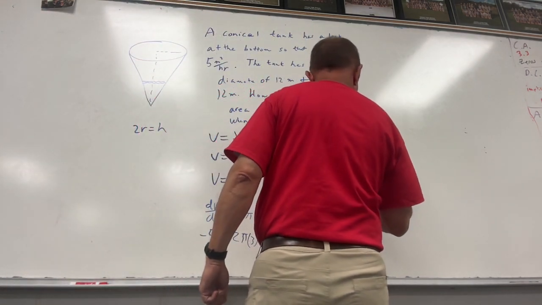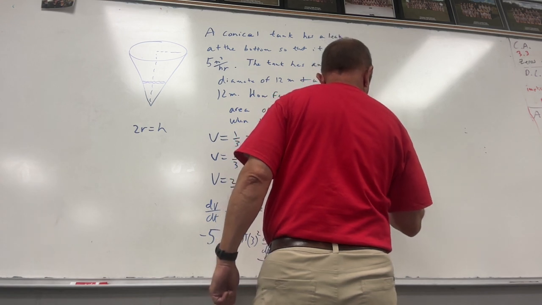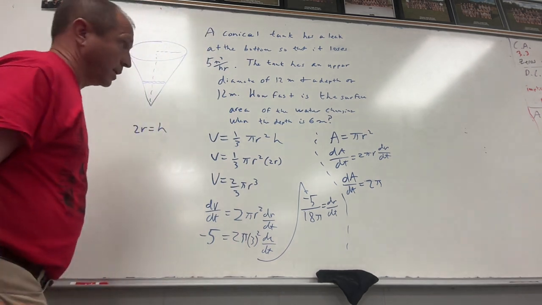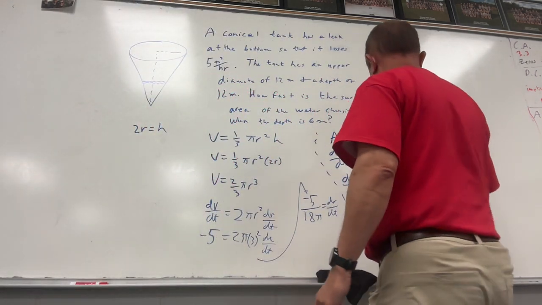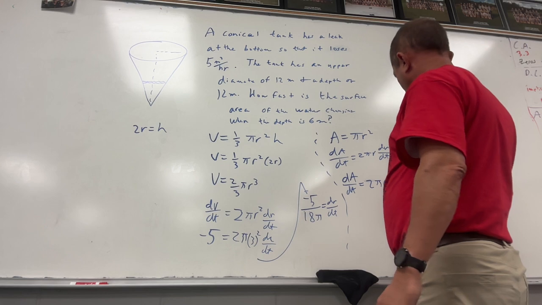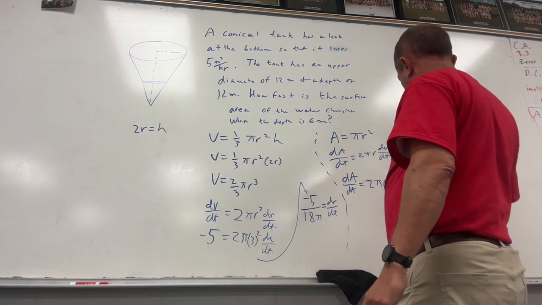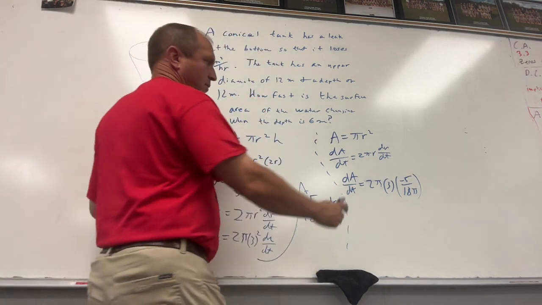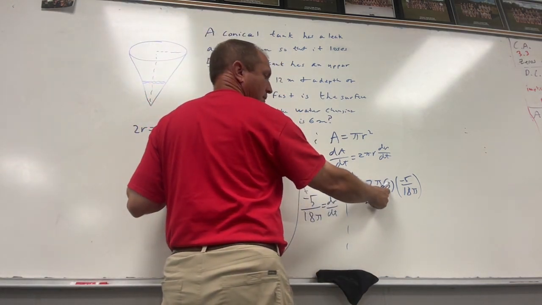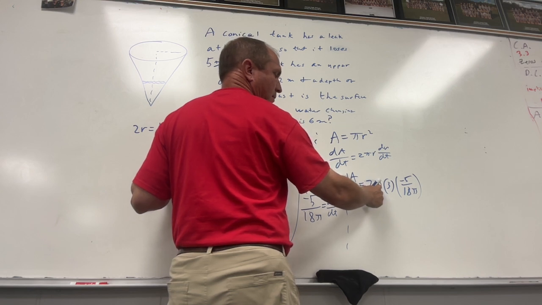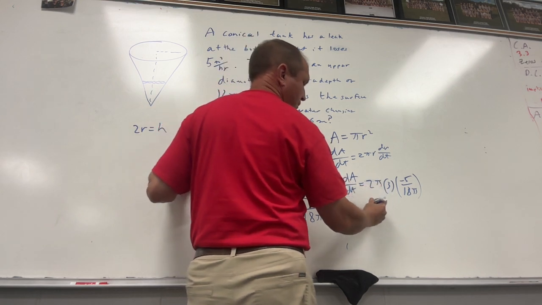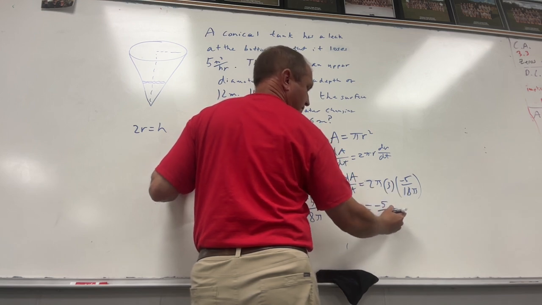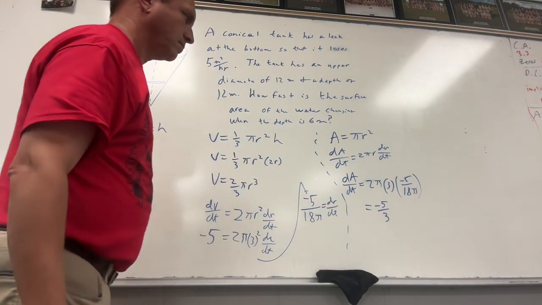All right, dA dt is equal to 2 pi. What's my radius here? 3. And dr dt in this case is -5 over 18 pi. Now, the 2 and the 3 become 6, and my pi's cancel out. So I'm just left with dA dt equals -5 over 3.